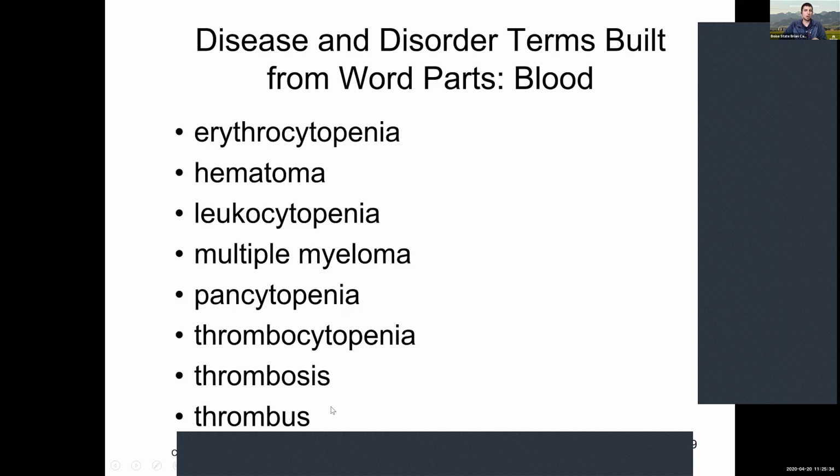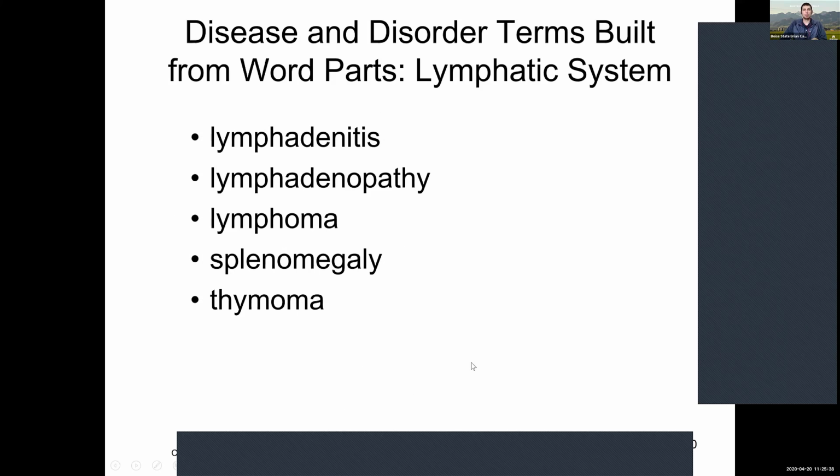Thrombosis, thrombus, all again relating to clots. The lymphatic system, lymphadenitis. With the lymph system, obviously dealing with lymph, and then itis, so inflammation, very clear there. And remember that lymph is the lymph fluid itself, and then lymphaden is the lymph nodes. So here we have an inflammation of the lymph nodes. And then under lymphadenopathy, we have some type of disease state referring to the lymph nodes.